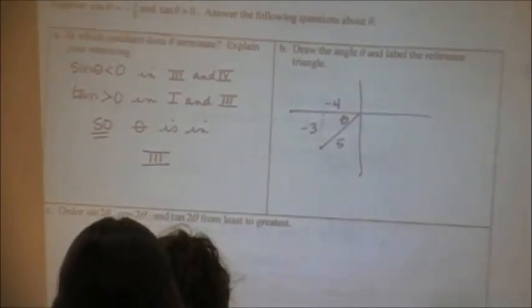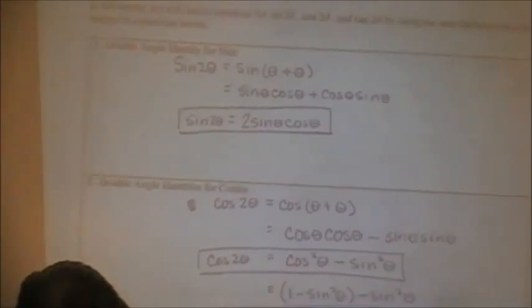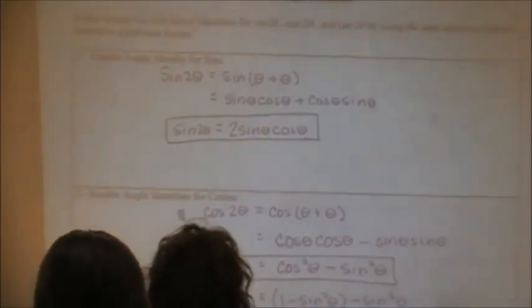Everybody's okay? Alright. Now it tells us to order sine 2 theta, cosine 2 theta, and tangent 2 theta from least to greatest. So we're actually going to have to use our double angle identities and find the actual values, and then we'll put them in order. It's pretty easy. Okay, so sine is the easy one. Sine 2 theta is, it's right there, 2 sine theta, cosine theta.